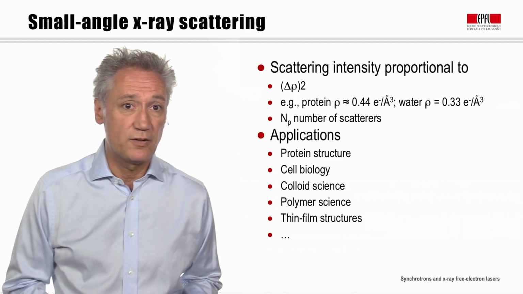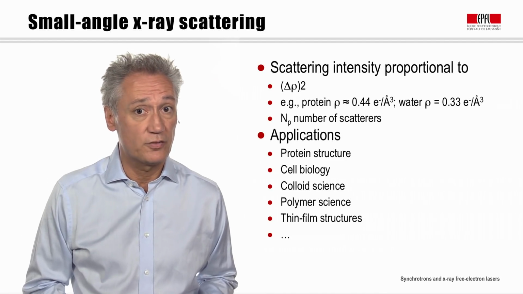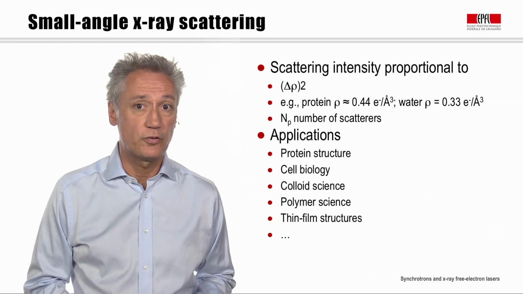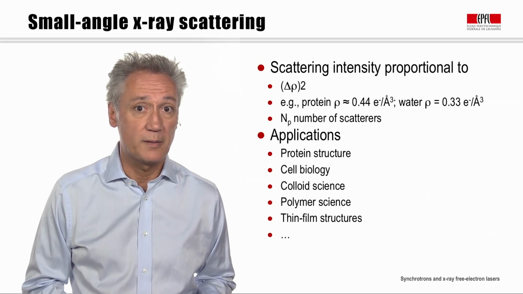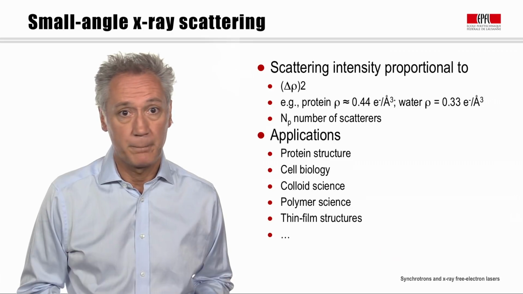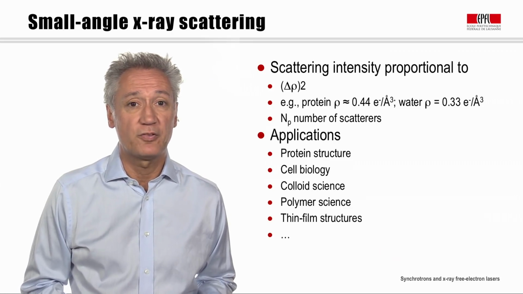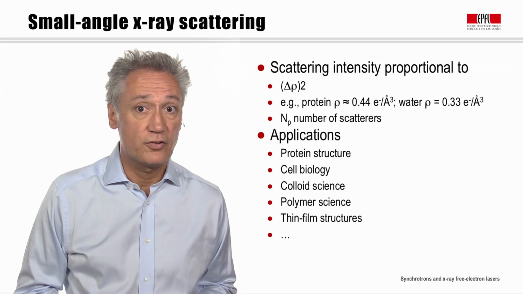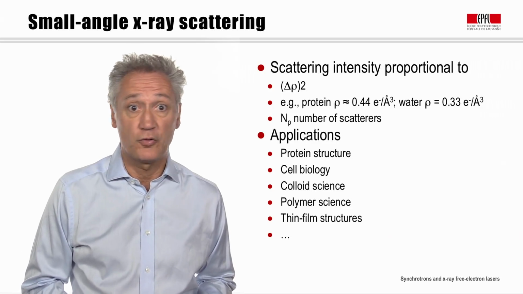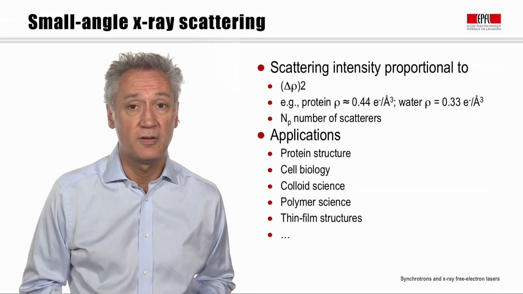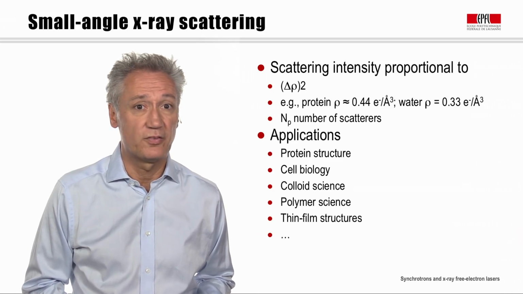SAXS has many applications, for example, as an adjunct to protein crystallography, in order to determine the overall shape of a given protein structure. Also, it's used in cell biology, colloidal and polymer sciences, in nanostructures grown either naturally or specially fabricated on thin films, to name just a few disciplines.